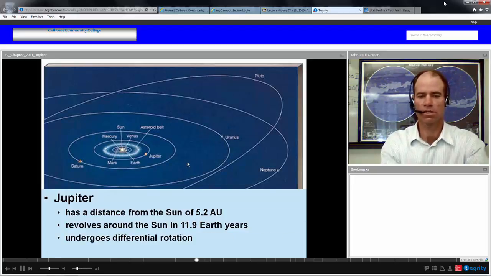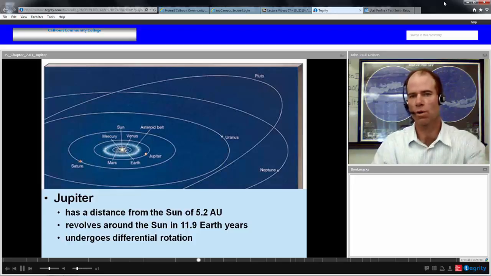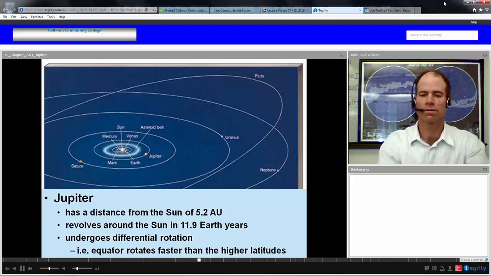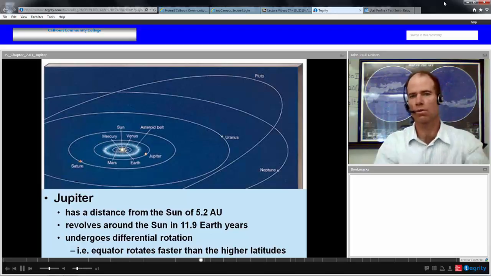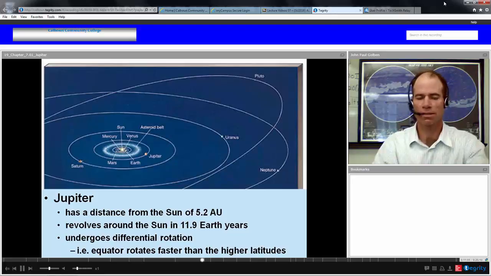It also undergoes differential rotation, which means that its equator rotates at a different speed than its poles, and in fact its equator rotates faster than the higher latitudes. So the equator is going faster than the poles, and that's an artifact of it being more of a gaseous planet.